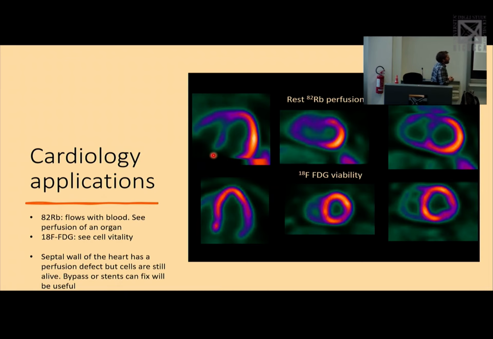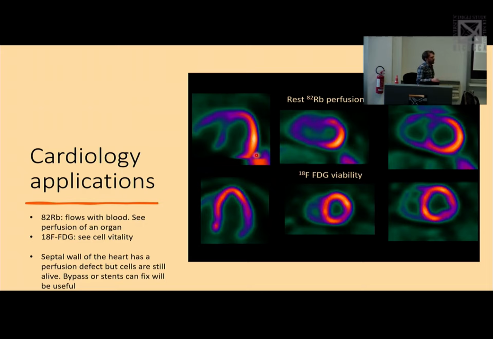And so when you have a coronary heart disease, which prevents the blood from reaching all the parts of the myocardial wall, which is the one which pumps the blood, you will see that you have a massive reduction in uptake in parts with coronary obstruction.